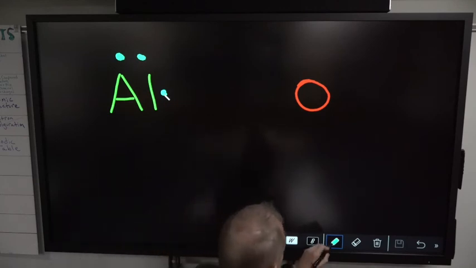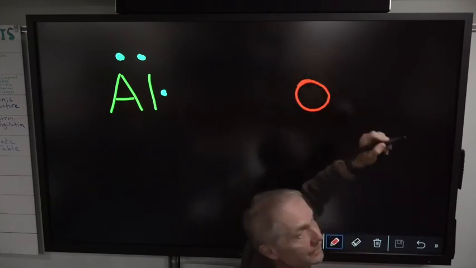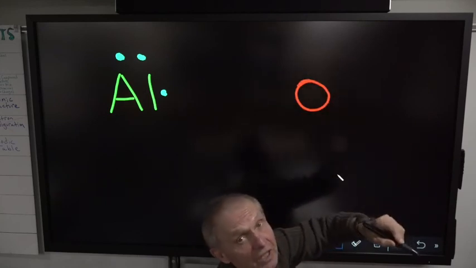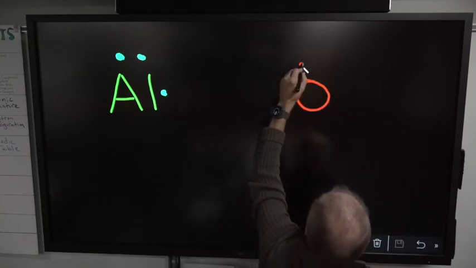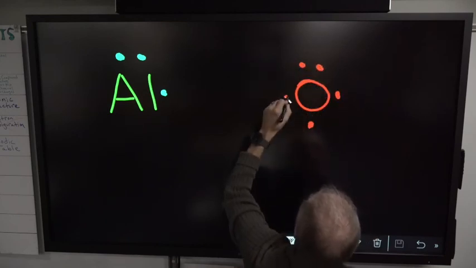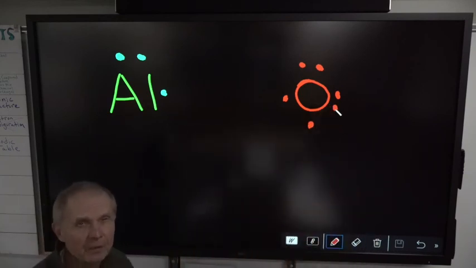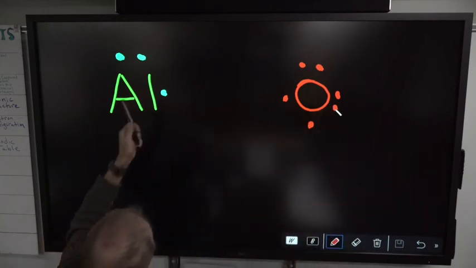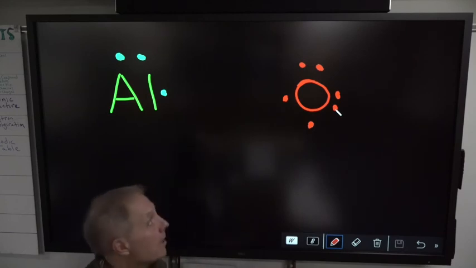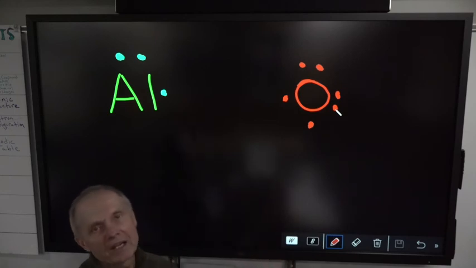Oxygen, on the other hand, is in group 16, got 6: 1, 2, 3, 4, 5, 6. So this is going to be really weird because aluminum wants to lose 3, but oxygen only wants to gain 2. How is that going to work?